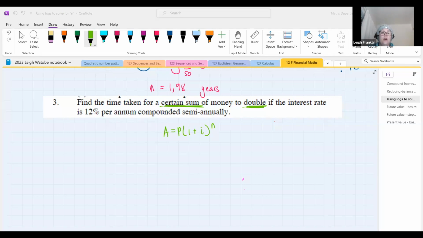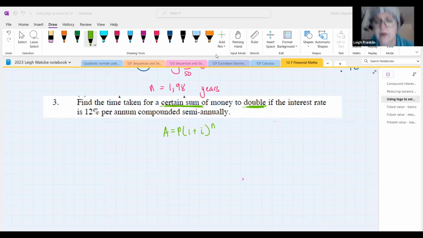Okay. So how are we going to deal with that, Matrix? How would we deal with a sum of money, a certain sum of money, and doubling? What do you think we should do with our A and our P? There we go, Lebogang. Good. Well done, everybody. Just have a look.